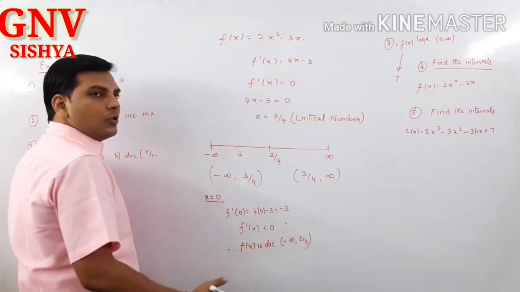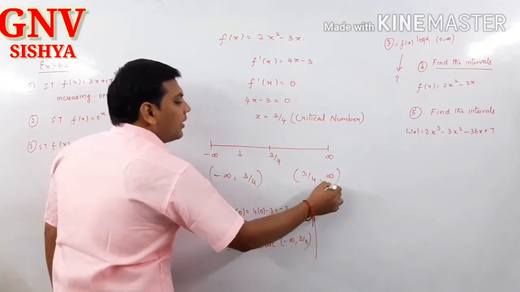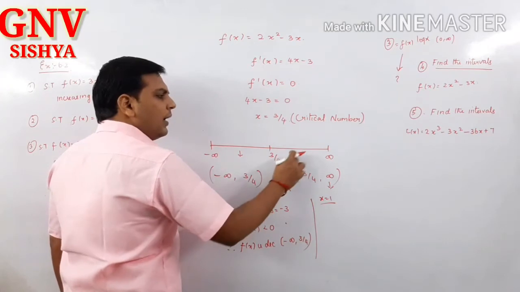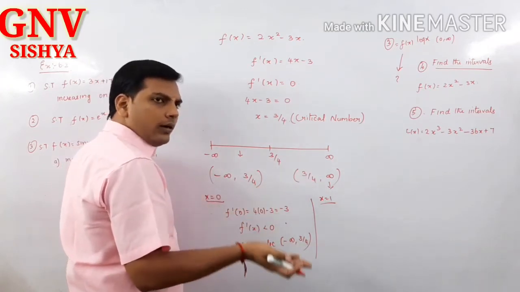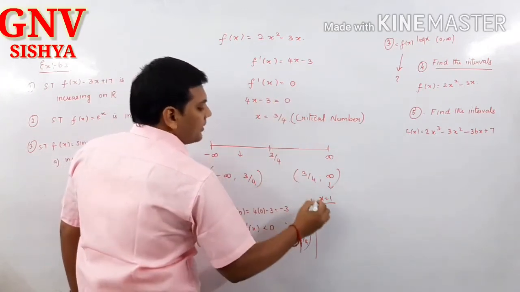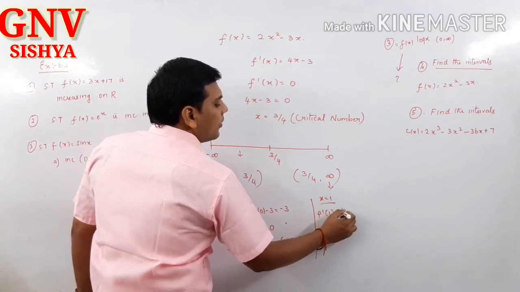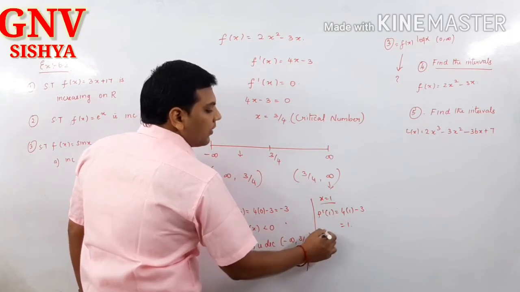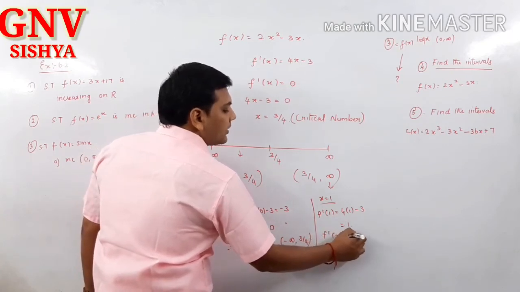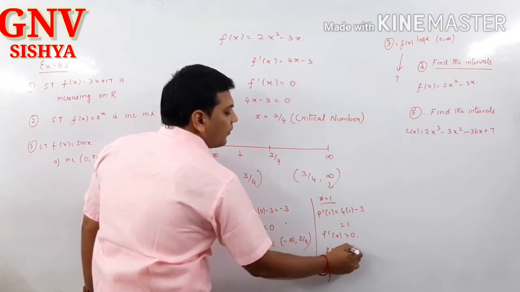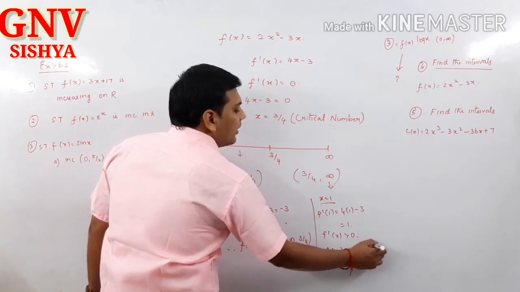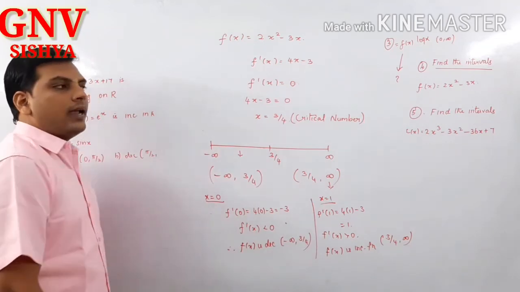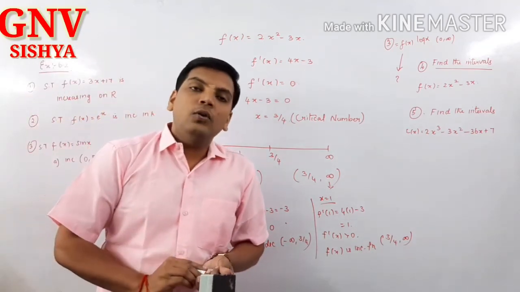Can you understand? Super. Now take one value greater than 3 by 4. 1 is greater than 3 by 4, correct? Any value, even 100 or 200 you can take, your wish. I am taking a simple value. So f dash of 1 is equal to 4 into 1 minus 3, 4 minus 3 is 1. Is it positive or negative? Positive. f dash of x greater than 0. I can say that f of x is an increasing function in the interval 3 by 4 to infinity.